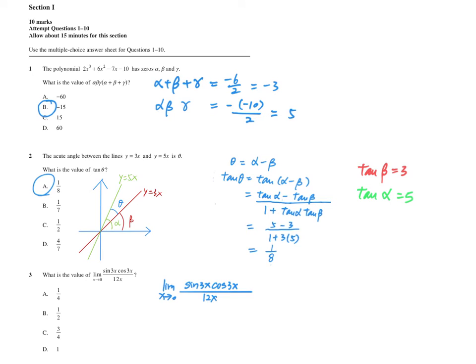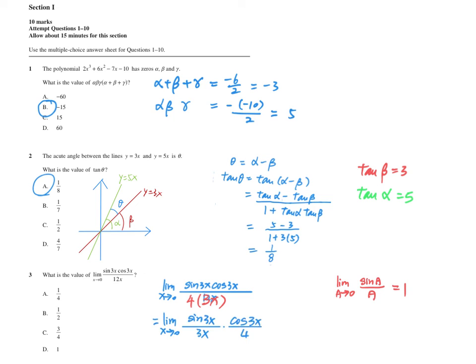Question 3 is asking to evaluate the limit of a trigonometric function. For trigonometric functions, we know that sine A over A, when A tends to 0, the whole limit goes to 1. So we are going to transform this sine 3x over 12x into that form. We can change this 12x to be 3x times 4. It is still 12x, but we just rewrite it as 4 times 3x.